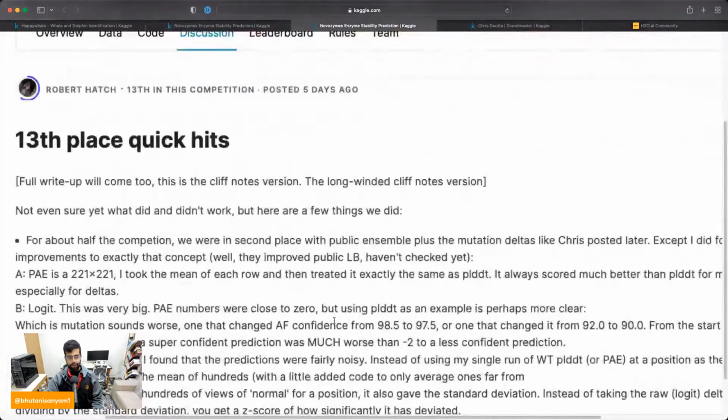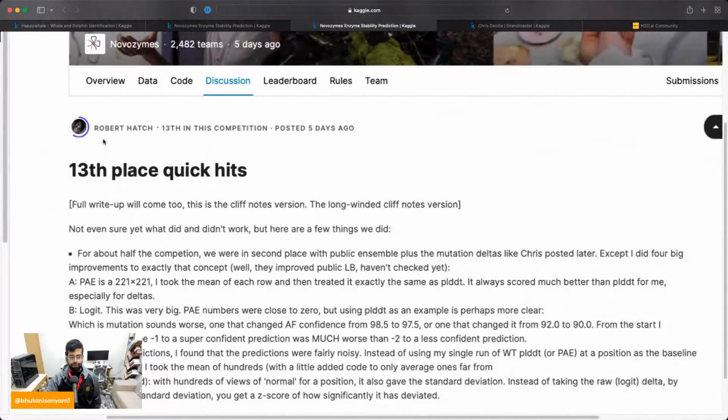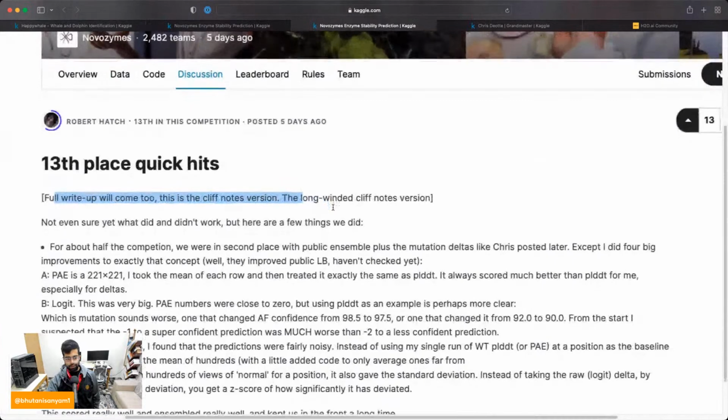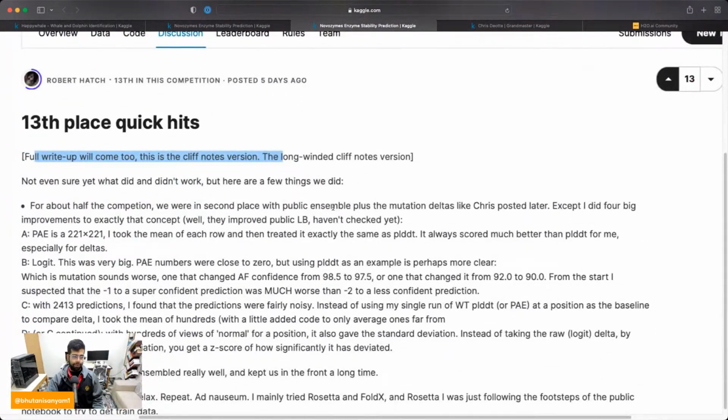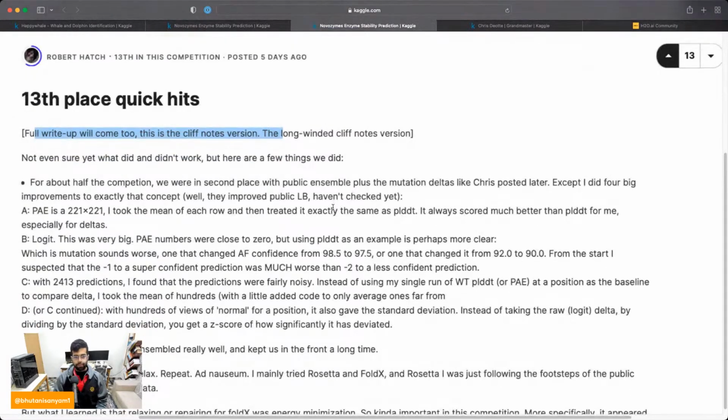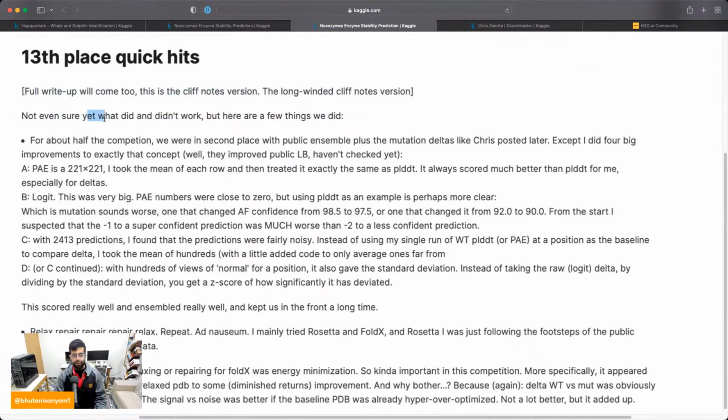Let's read through this, but the title says there's a full write-up yet to come, so these are just the notes. I searched just before this live stream and I couldn't find a write-up, so I'm going to use this. They say they're not even sure what worked and what didn't, but a few things they did were, for half of the competition, they were in second place with public ensemble plus mutation deltas, except four big details were used.